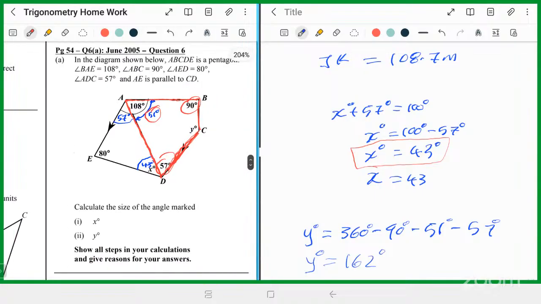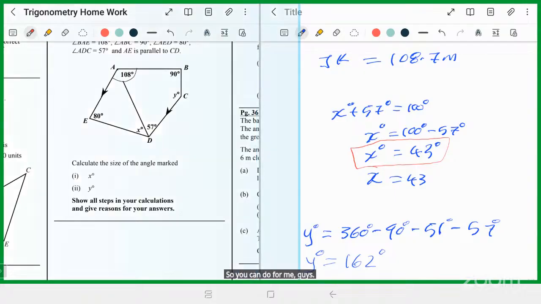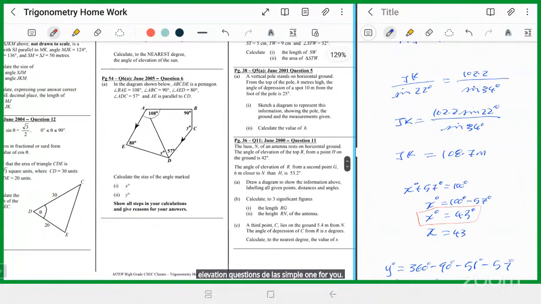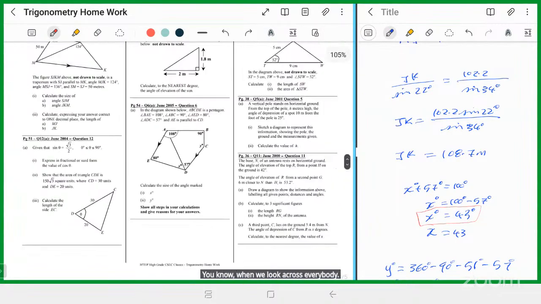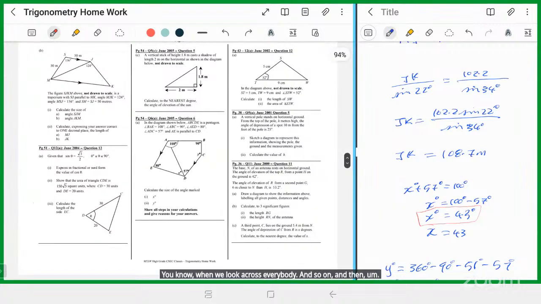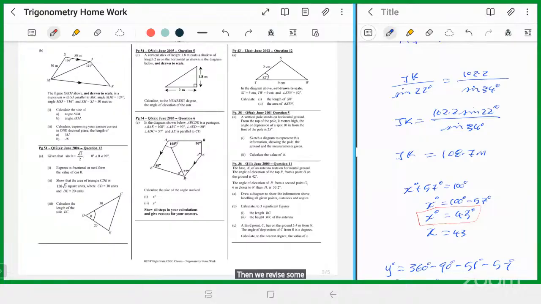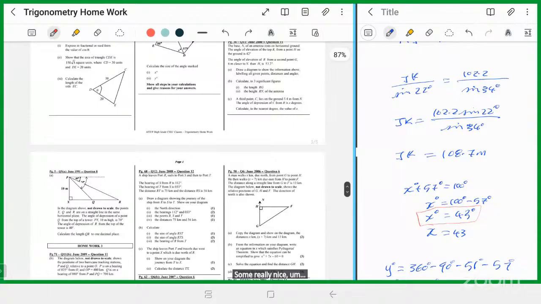But after that, yes, I'm going to call it a day. So what you can do for me, guys, when I send the video, is go back over it. I mean, you haven't done much elevation questions. I just did a simple one for you. I want to save the others for when we're in the class with everybody, and when we revise on Saturday online, we revise some past papers and do some really nice questions.